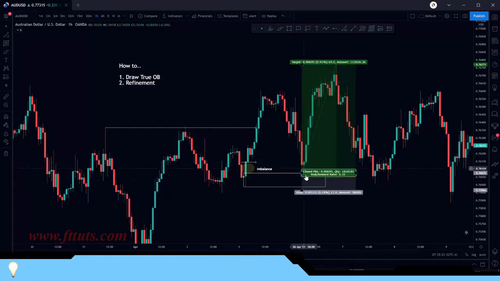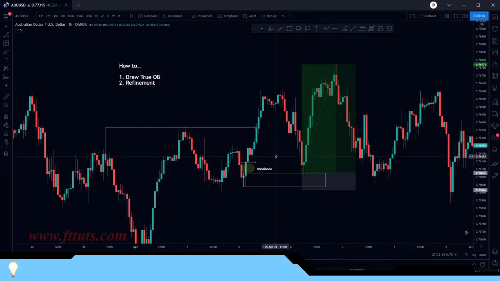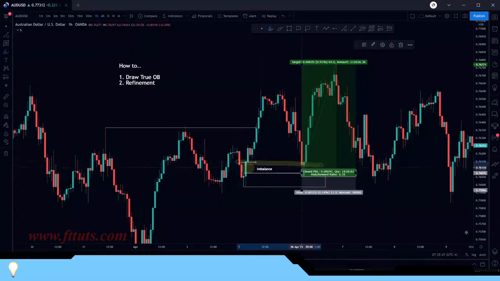See? So we see that with this refinement, of course, there are pros and cons. It increases your risk to reward because you're entering with maximum precision. However, price could just tap in here, not tap into the refinement, and then move up. So the disadvantage of that is that you may be prone to miss out on more trades.